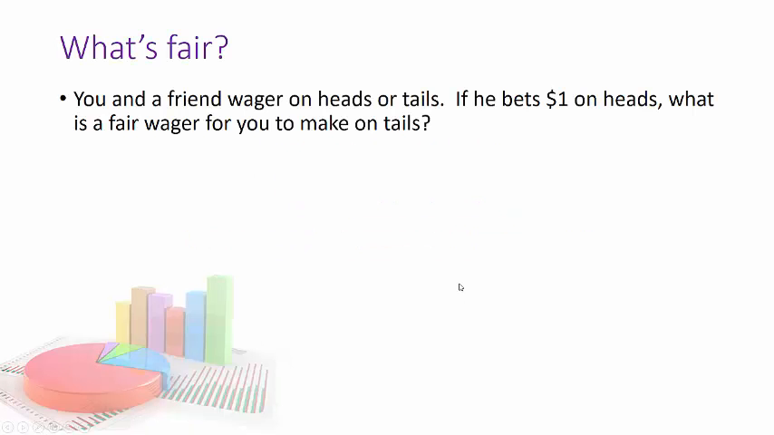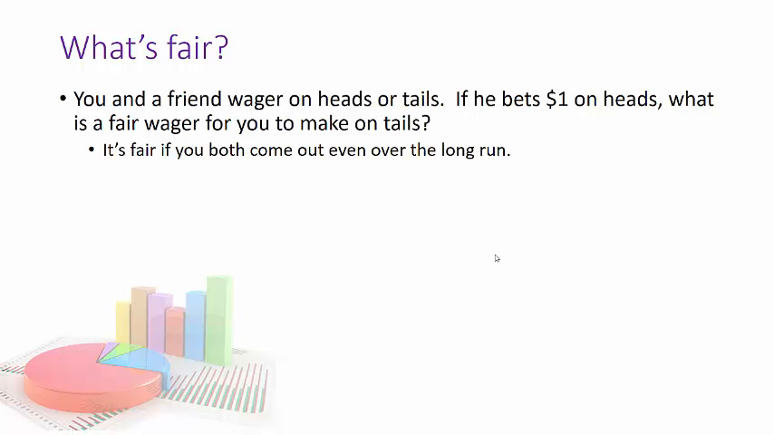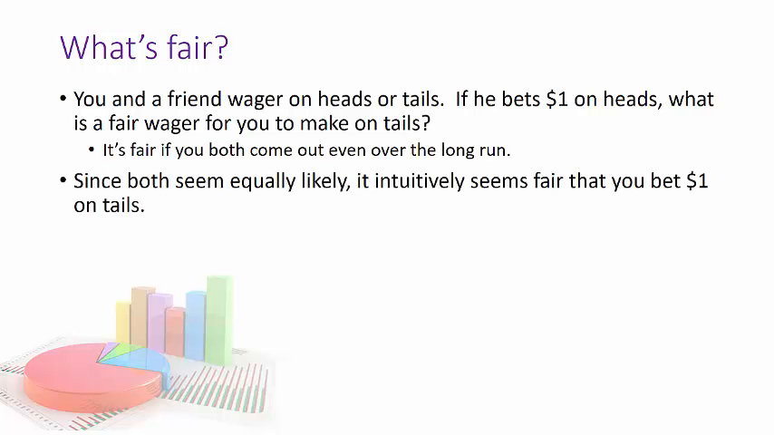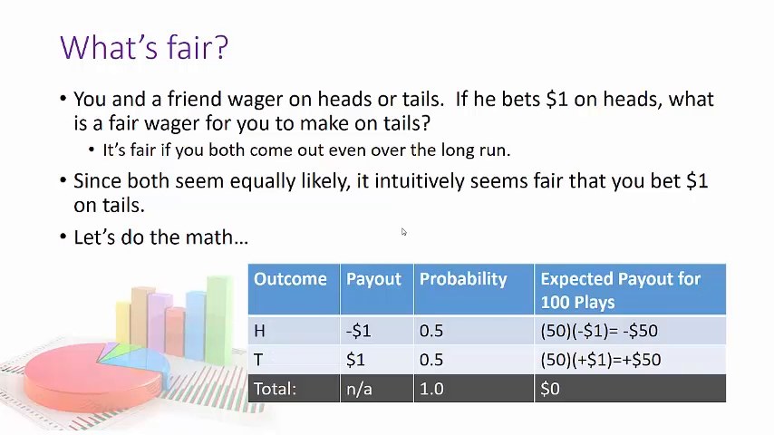So you and a friend wager on heads or tails. If he bets $1 on heads, what is a fair wager for you to make on tails? We would say a game is fair if you both come out even over the long run, no cheating and stuff like that. Since both outcomes seem equally likely, it intuitively seems fair that you bet $1 on tails. So let's do the math to check that.